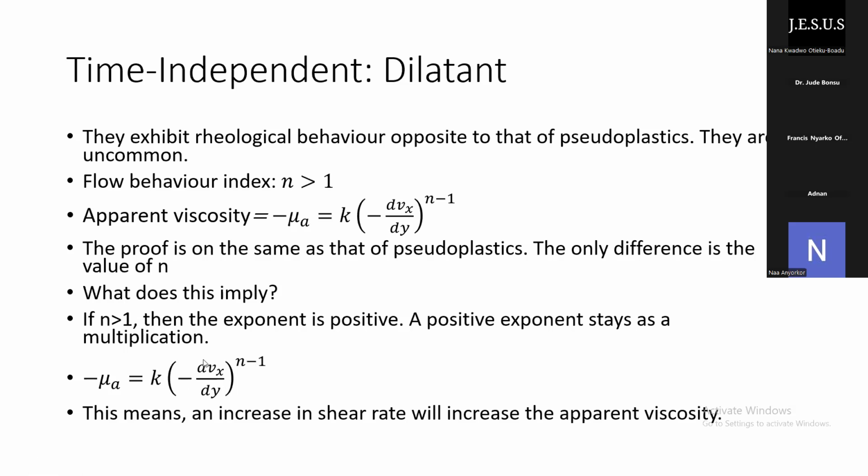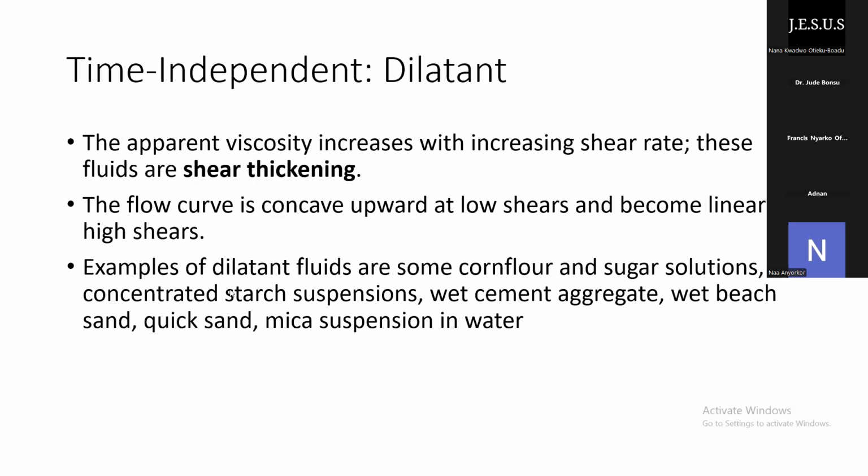When it becomes positive, it means that you are going to have a proportional relationship between your shear rate and your shear stress. So the more we increase our shear rate, the more our viscosity also increases. So apparent viscosity increases with increasing shear rate. As we are increasing the shear rate, our viscosity is also increasing, and this is called shear thickening. Are we okay? For such fluids, the more you are stirring, the more viscous it becomes.